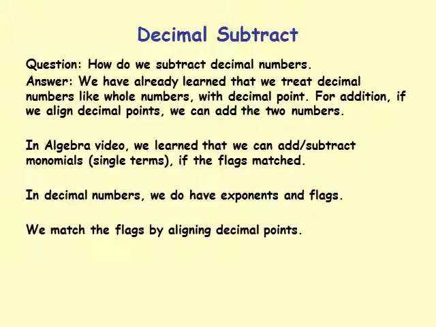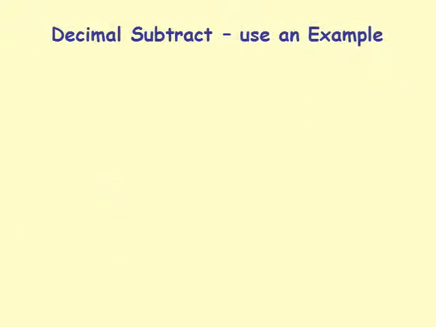Let's continue here. We match the flags by aligning decimal points. We match for addition and subtraction. We match the flag by aligning the decimal point. Let's do examples for subtraction. Here is an example. We have 66546 decimal point 73 minus the second operand, 45498 decimal point 3.